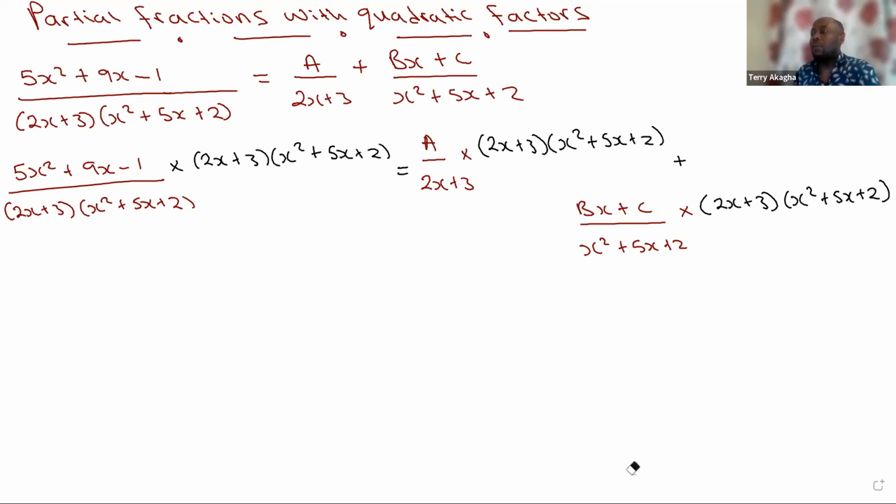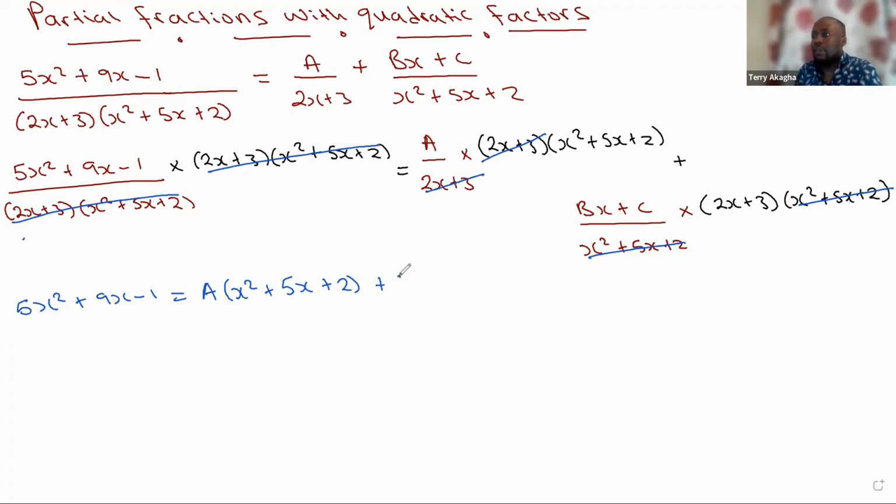So with this, now we can divide. All right, we can now divide this. So we now have 5x squared plus 9x minus 1 equal to a into bracket x squared plus 5x plus 2. Is this making sense? Then this will cancel that, and you now have plus bx plus c into 2x plus 3. So that's to put it in context.